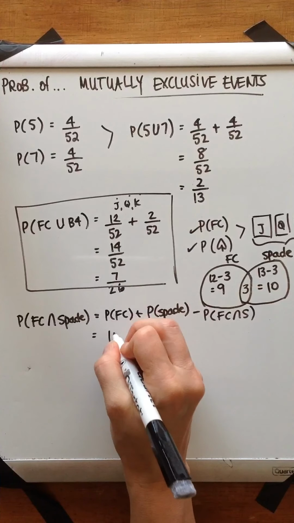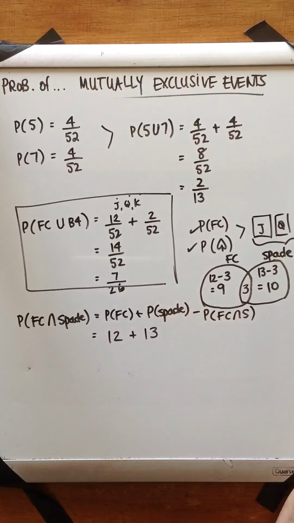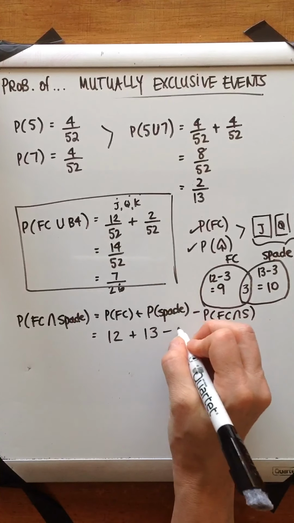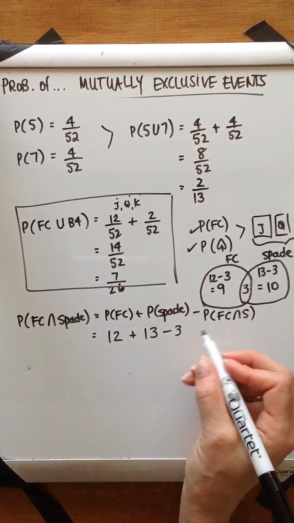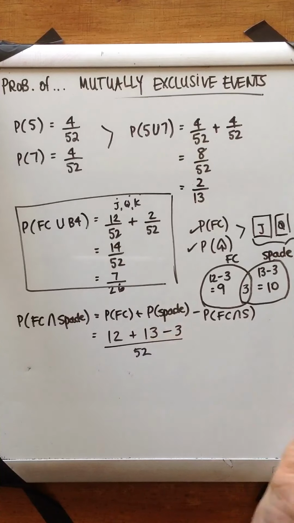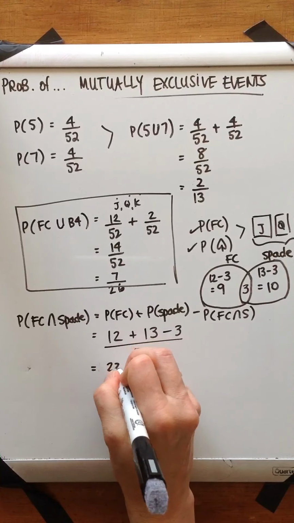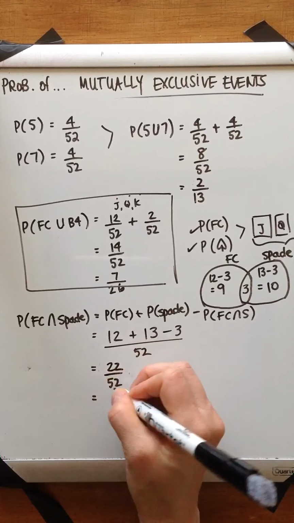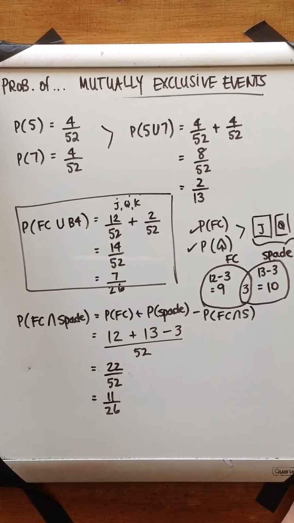Okay, so again, there were 12 altogether for face cards. There were 13 altogether for spades. We're going to subtract the 3 that they have in common. Now all of these are out of 52, and I could draw out of 52 3 times, or mathematically I can do this and it means the same thing. So I end up with 22 out of 52, which can be reduced down to 11 out of 26.